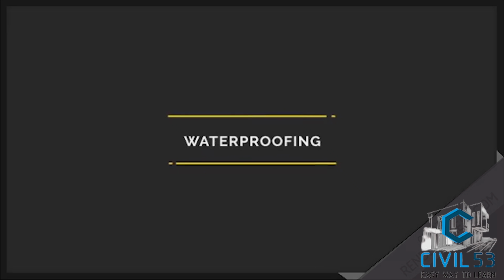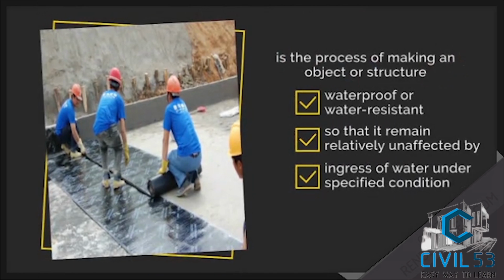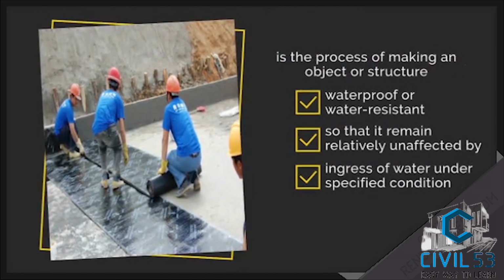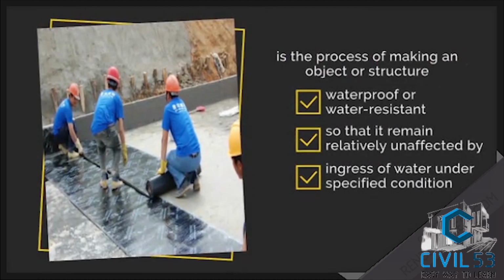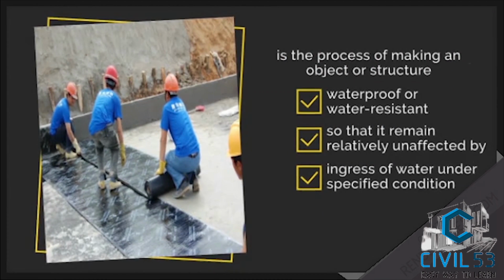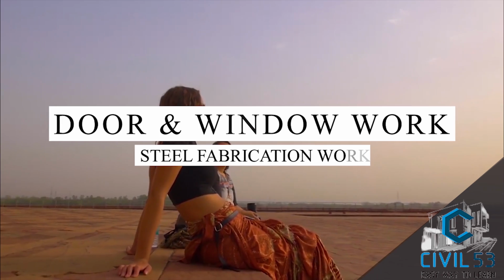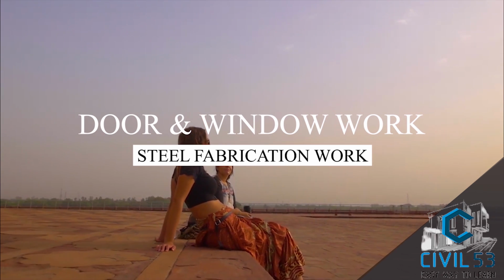Seventh, waterproofing. Waterproofing is the process of making an object or structure waterproof or water resistant so that it remains relatively unaffected by water or resists the ingress of water under specified conditions. Such items may be used in wet environments or underwater to specified depths. Eighth, doors and window work and steel fabrication work.